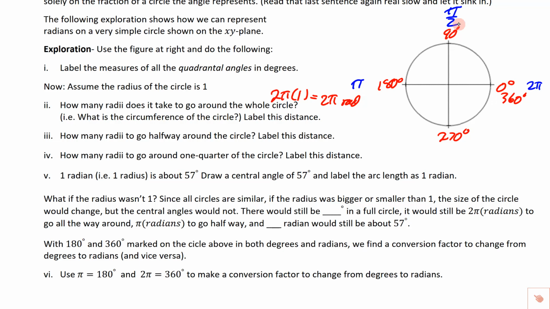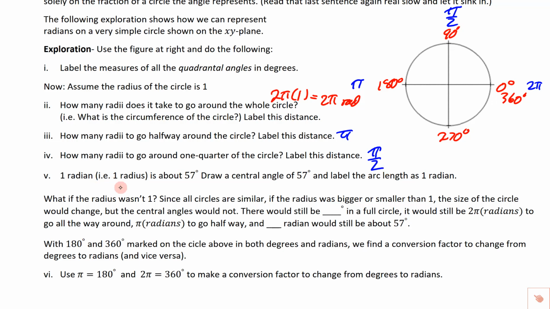Yeah. 2 pi to go all the way around if the radius is 1. 2 pi r, radius is 1. 2 pi to go all the way around, pi to go halfway around, and pi halves to go a fourth of the way around. Everybody good there? Okay. So halfway around was pi. A fourth of the way around was pi halves.